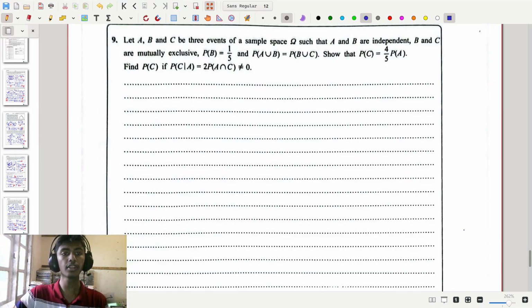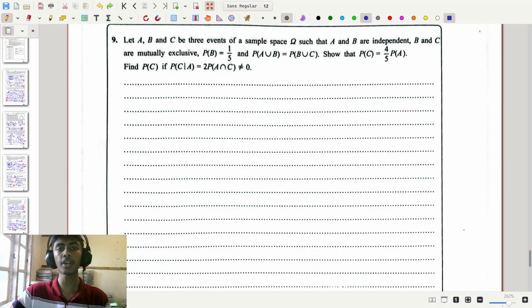The question says, let A, B and C be three events of a sample space omega such that A and B are independent events and B and C are mutually exclusive events. It also says that the probability of B occurring is directly equal to 1/5. So we already know the probability of B occurring within this sample space omega.